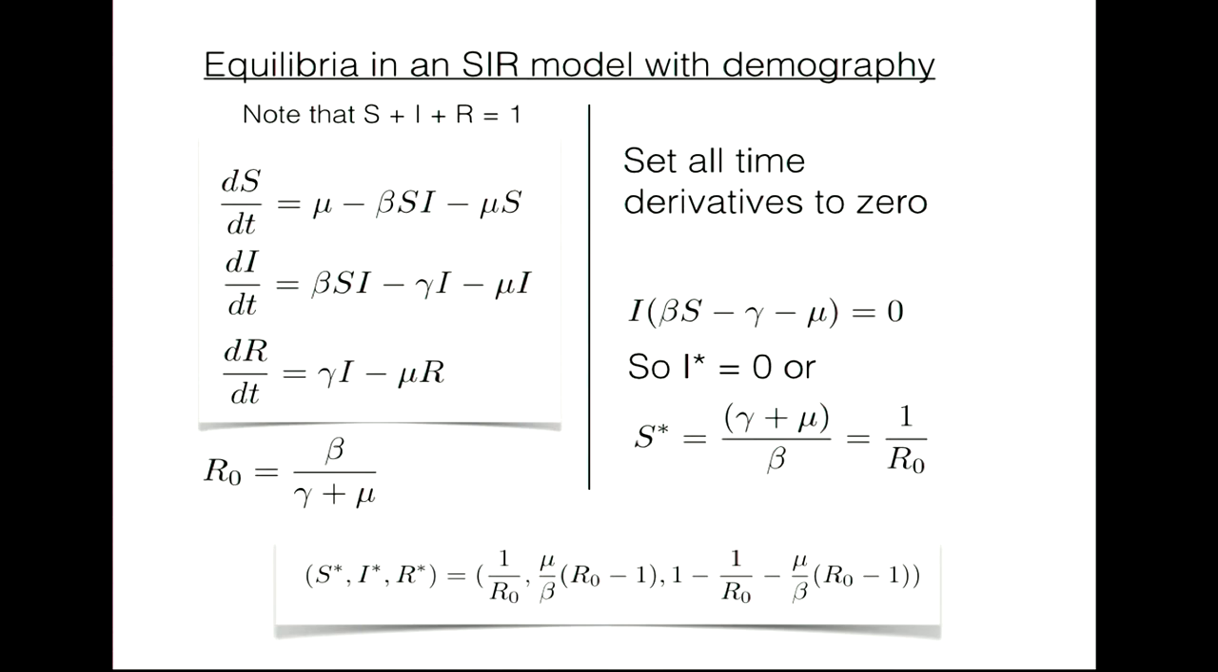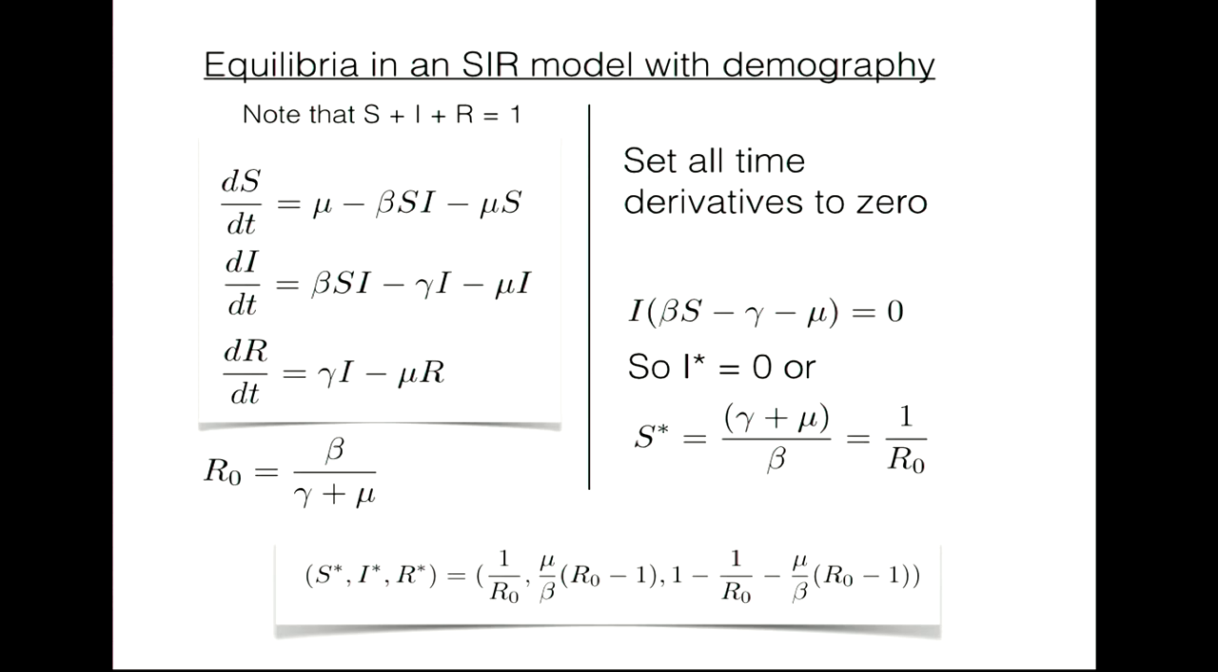Remember that we were discussing the last time equilibrium SIR model with demography. By demography, I mean that first of all, I scaled it so that S plus I plus R equal to 1 divided by the total number in the population. So these are equations for the susceptible, infected and recovered fraction.